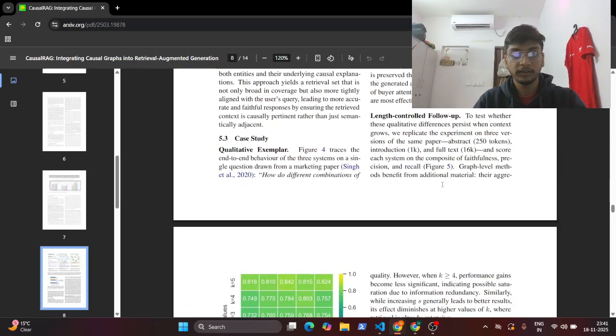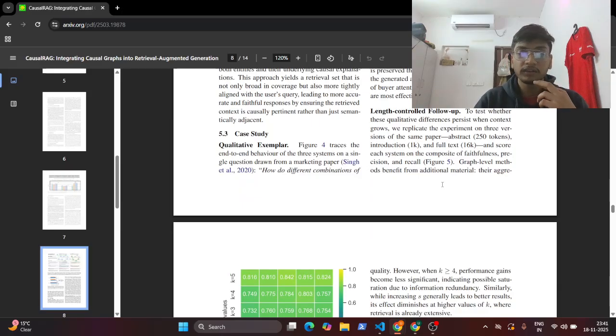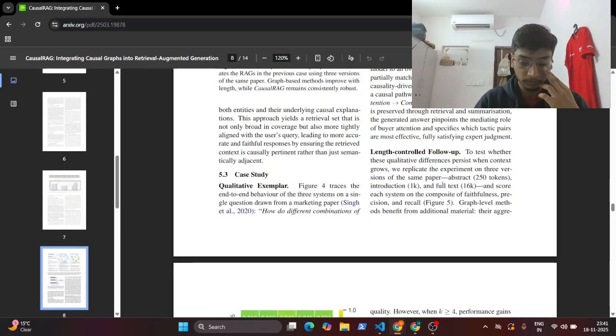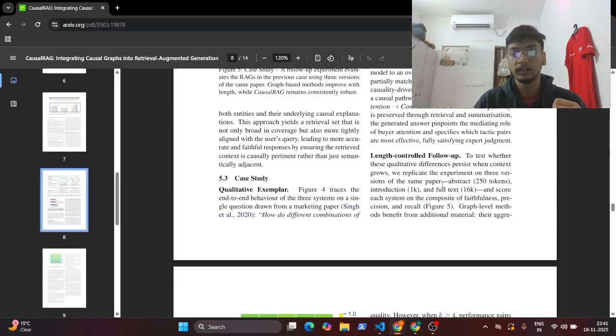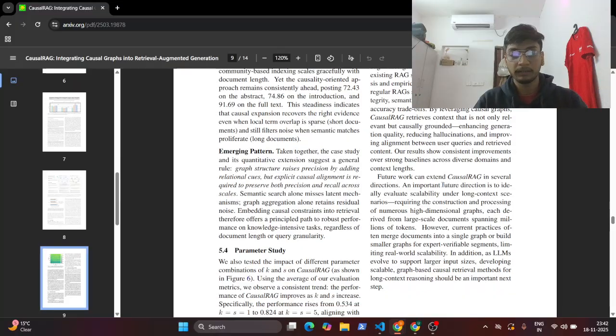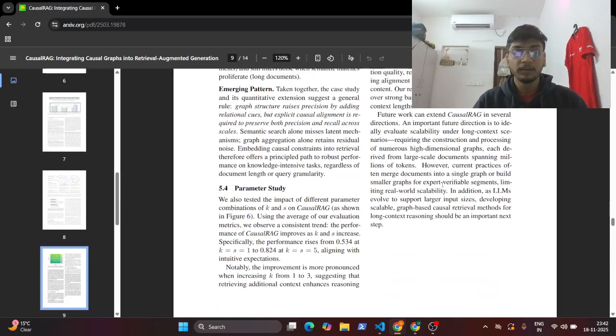So, coming to the case study, the qualitative case study further illuminates this, where baseline models produce fragmented, superficial, or even incorrect causal statements. Causal RAG consistently provided a complete multi-hop narrative tracing the entire cause and effect mechanism from the document to the answer. Coming to the parameter study analysis, the paper performed a parameter analysis on the causal expansion step, demonstrating that the framework's performance is stable and tunable, allowing users to fine-tune the scope of causal search.